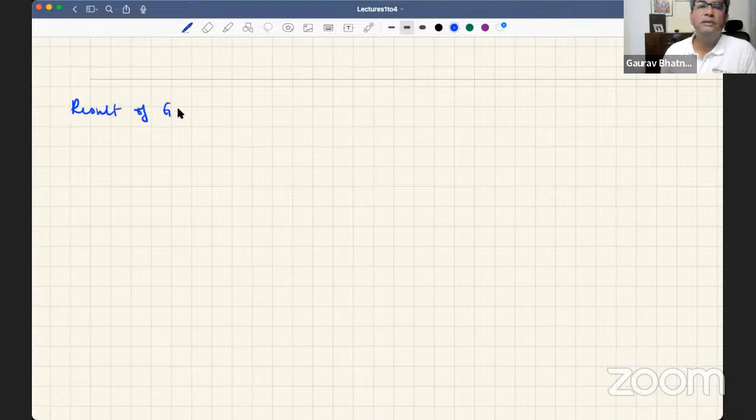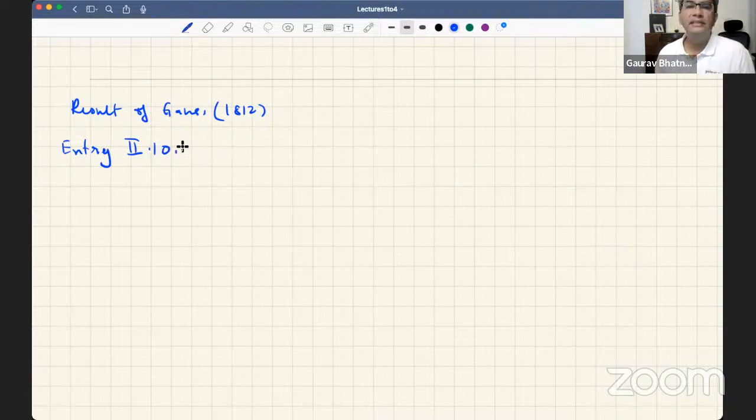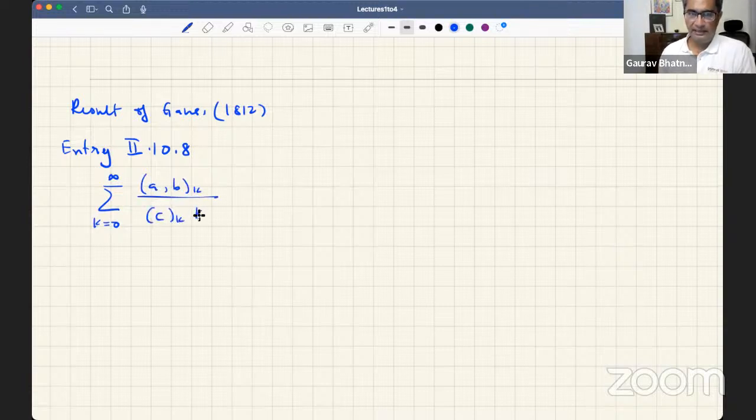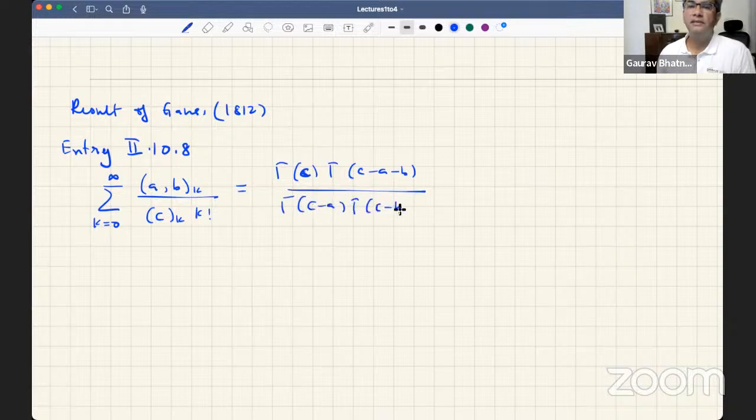of Gauss from 1812, and Ramanujan recorded it as an entry. This is in volume 2, chapter 10, and it's entry 8. This is the summation over k going from 0 to infinity of (a)_k (b)_k over k factorial (c)_k. This is equal to gamma c, gamma c minus a minus b, over gamma c minus a, gamma c minus b.